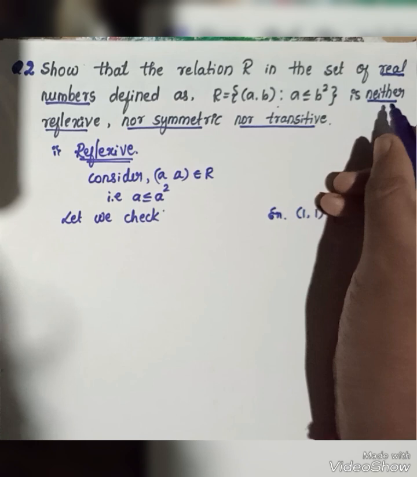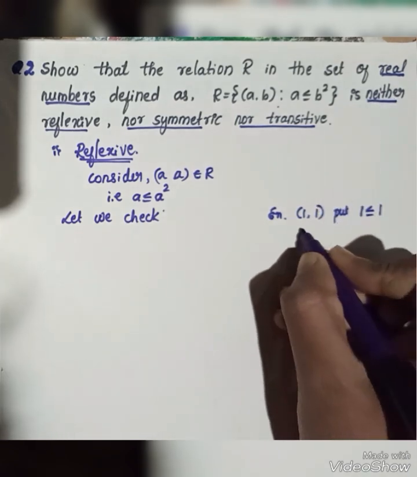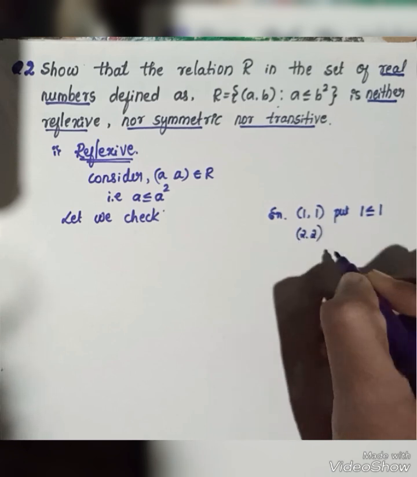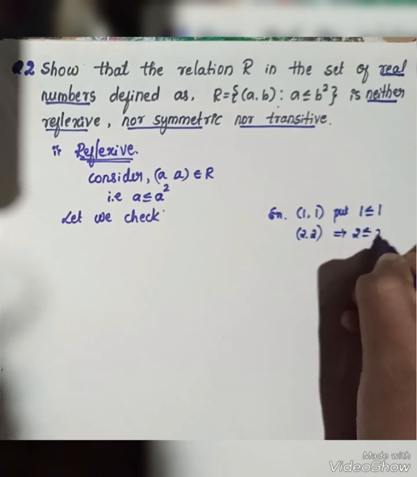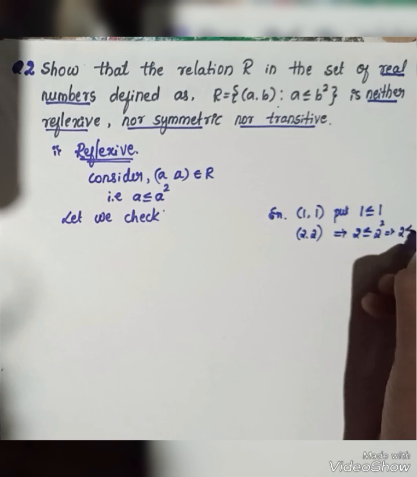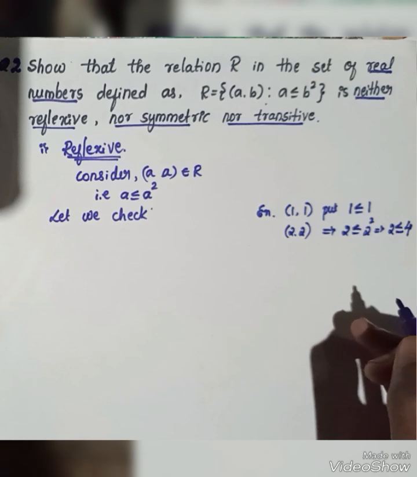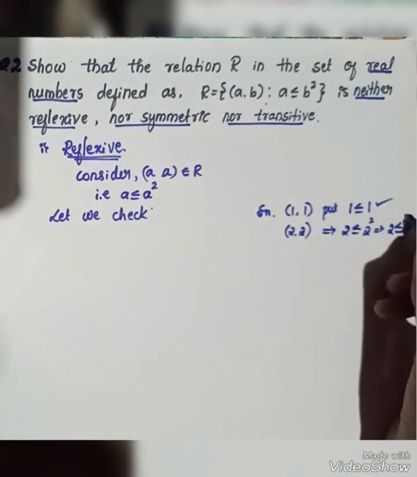But our statement says it is not reflexive, so check another condition. Take 2 comma 2. Here put A equals 2, then A square will be 2 square, that is 4. That is, 2 is less than or equal to 4. This pair also obeys the condition.